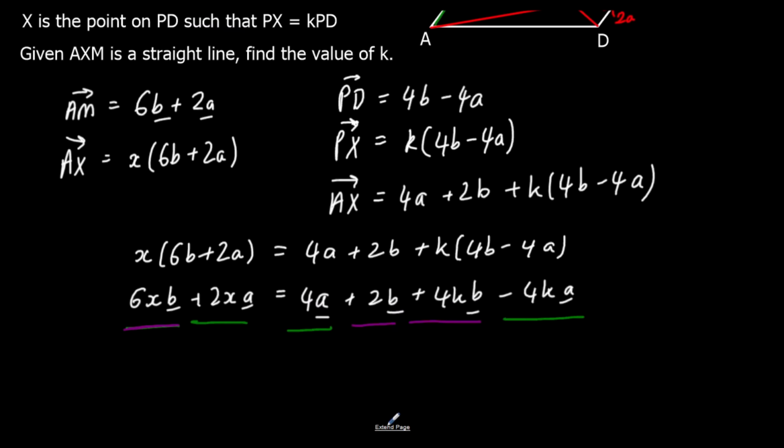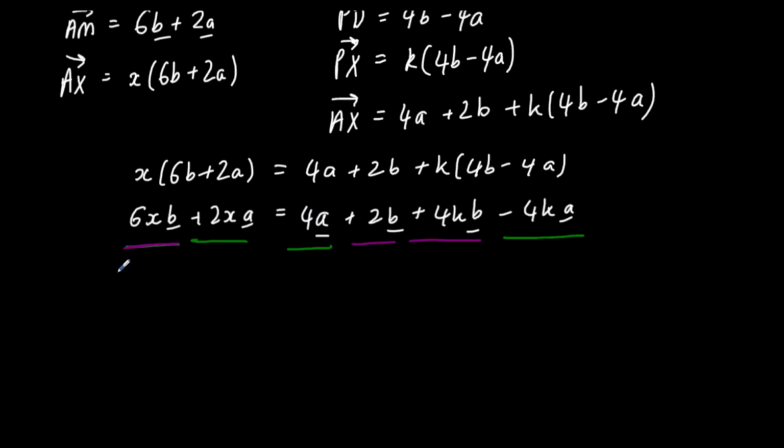So if we just look at the a's, we can say 2x is equal to 4 minus 4k. We're not writing a after each of them. This is all in terms of a. These are all our a terms. And our b terms, we've got 6x equals 2 plus 4k.